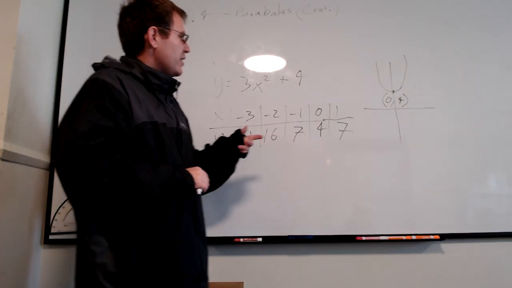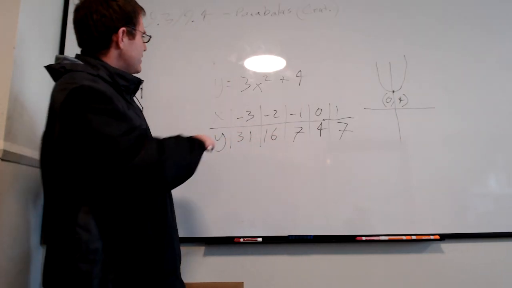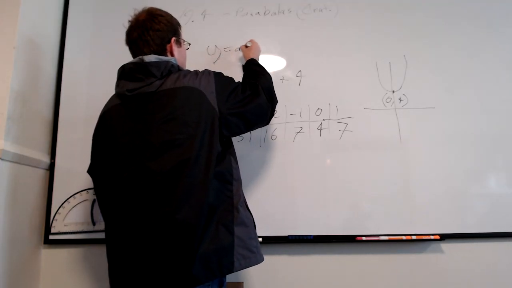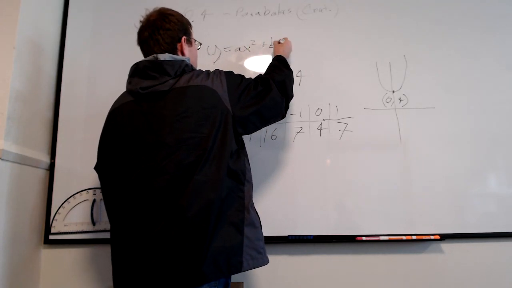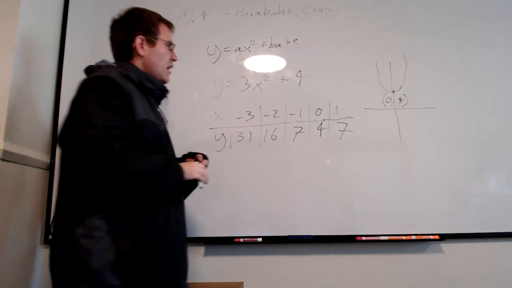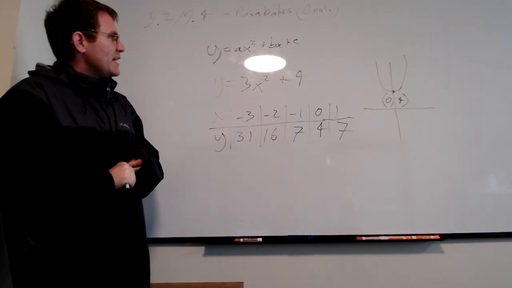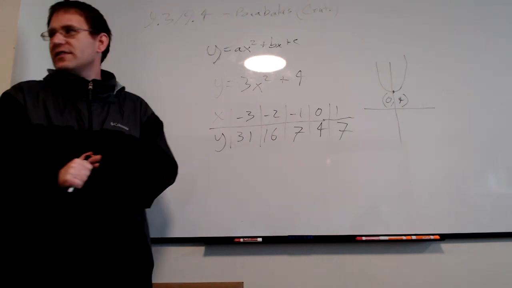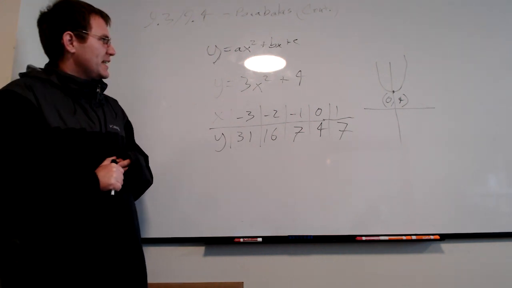So what's gonna happen is when we have equations of this form, y equals ax squared plus bx plus c, our vertex can be different. It's not always at the origin. It's not always at 0, 0. So that's something to keep in mind.